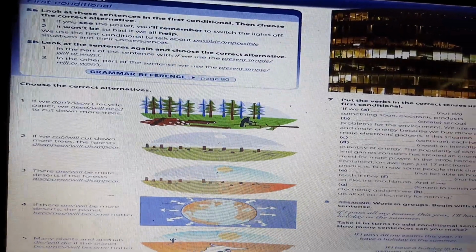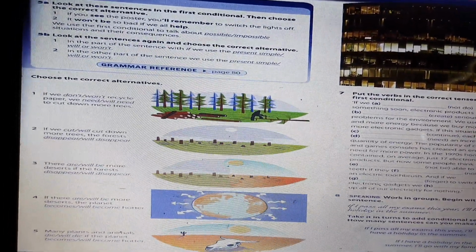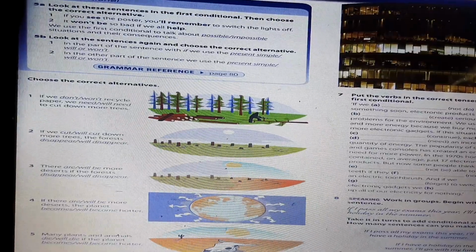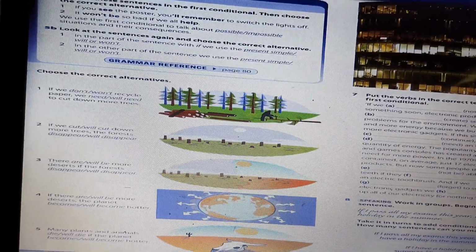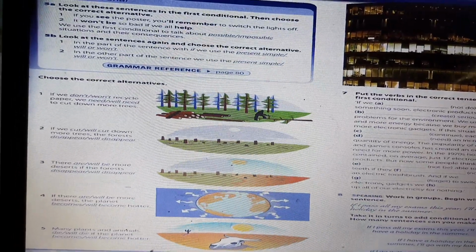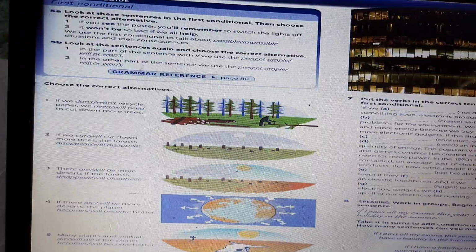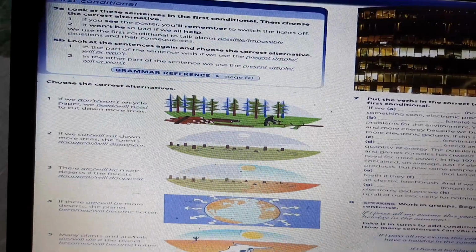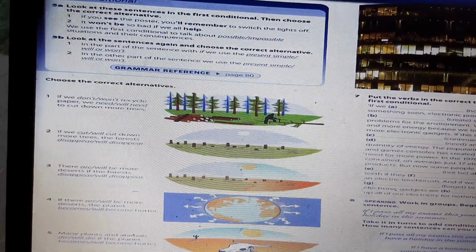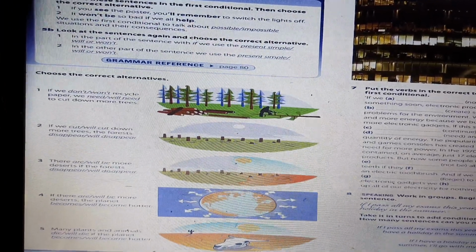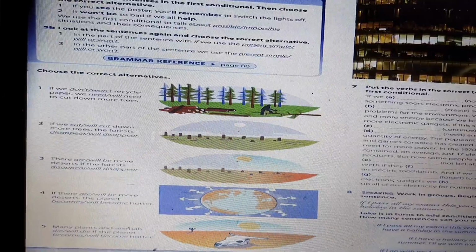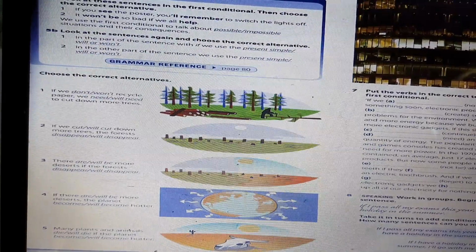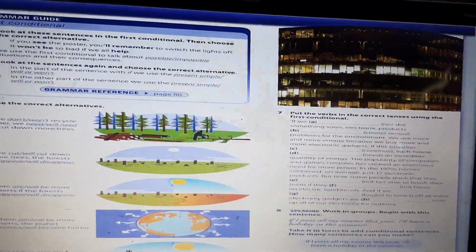Okay. Number 5, the last one. Many plants and animals die or will die if the planet become or will become hotter. What do you think? Of course many plants. We started with what? With the second part. So we're going to say many plants and animals will die if the planet what? If the planet becomes hotter. You're going to choose become, meaning we don't use if with will. So we say if the planet becomes hotter. Okay? Deal?